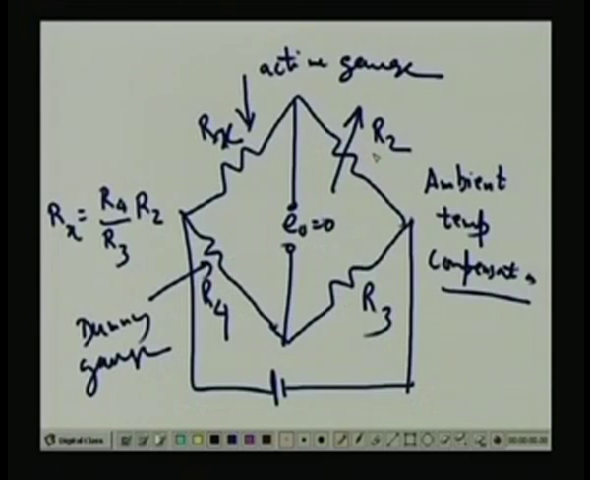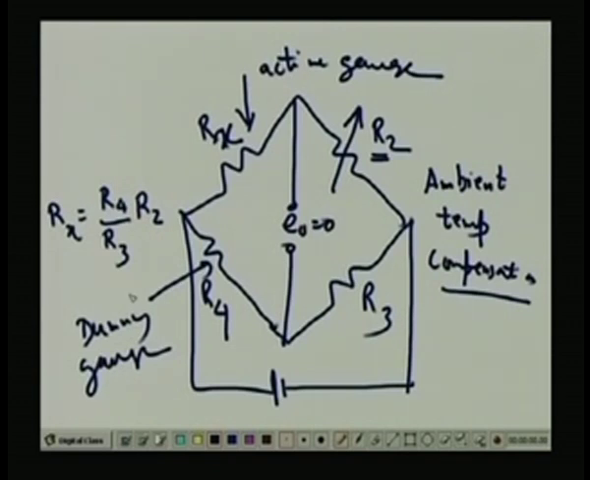So, in that case R2 will be calibrated in terms of the displacements, or R2 can be calibrated in terms of the load also. So, it will be dialed, so that you will look at it and find how much is the load, whereas this will be our temperature compensation.